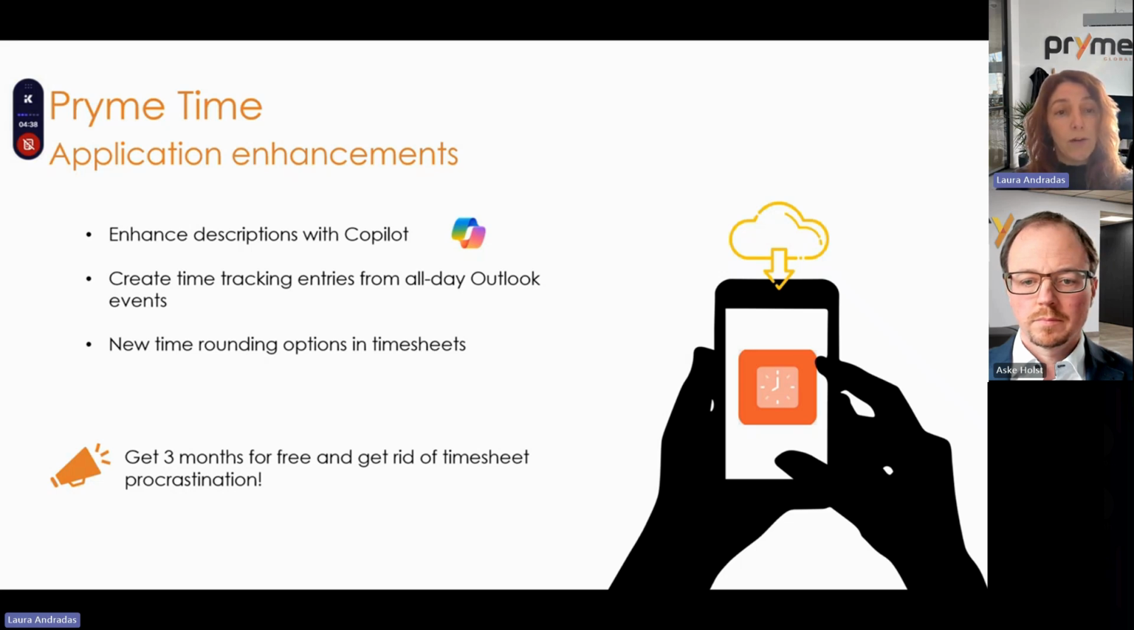And moreover, we have also added new options for time rounding in timesheets in order to make your timekeeping more flexible and customizable. We remind you that you have the option of using 3 months Pryme Time for free. And we really encourage you to try it out, because you will see the difference in terms of timesheet procrastination.